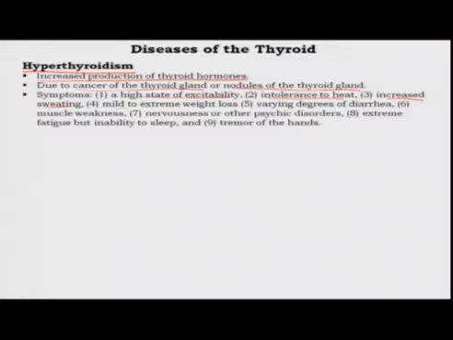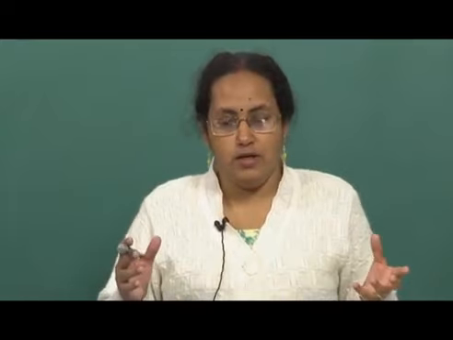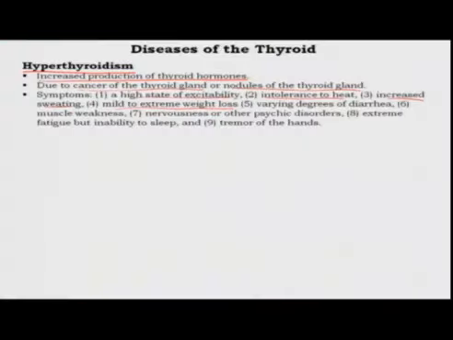So, then the body's physiological mechanism will kick in to try to reduce the body temperature, and it will induce sweating. Then mild to extreme weight loss, because of the high rate of catabolism or breakdown of proteins and fat and carbohydrates in your body. So, there will be weight loss. Varying degrees of diarrhea, because it affects the function or the motility of the gut. Then muscle weakness, nervousness or other psychic disorders, extreme fatigue but inability to sleep, and tremor of the hands. So, these are some of the various kinds of symptoms that have been observed, and these are characteristic of hyperthyroidism. So, hyperthyroidism often causes an enlargement of the thyroid gland in front of your neck, which is called as goiter.